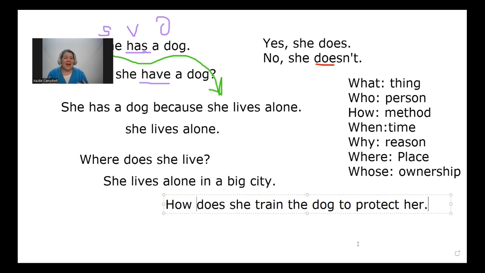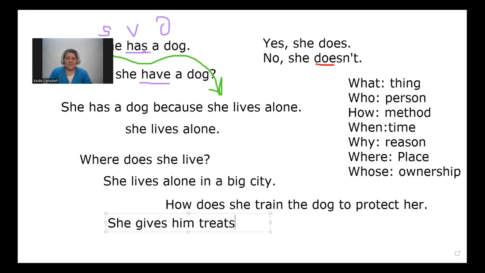Okay. And then we can answer with information. Oh, she uses behaviorism to train the dog. She gives him treats. Okay. So maybe the answer is she gives him treats. Okay. What do we want to know about her giving him treats?